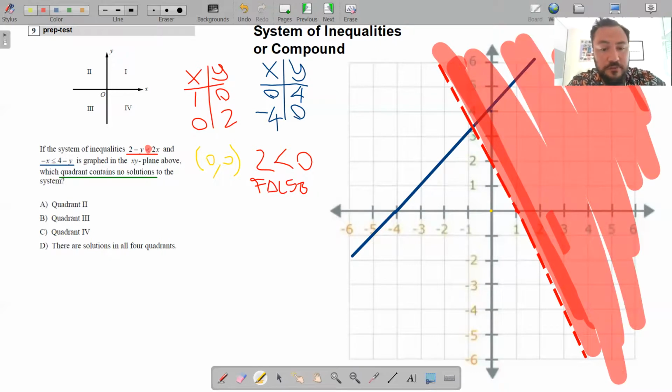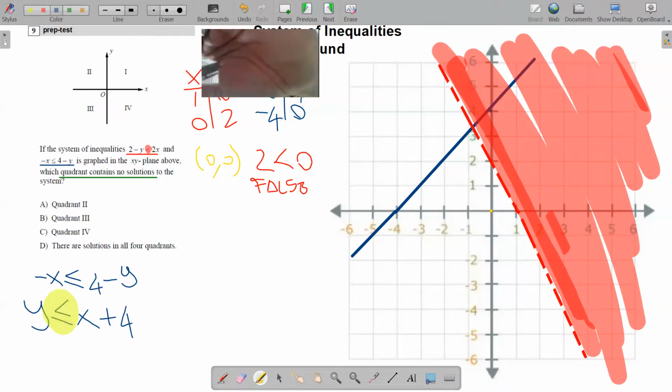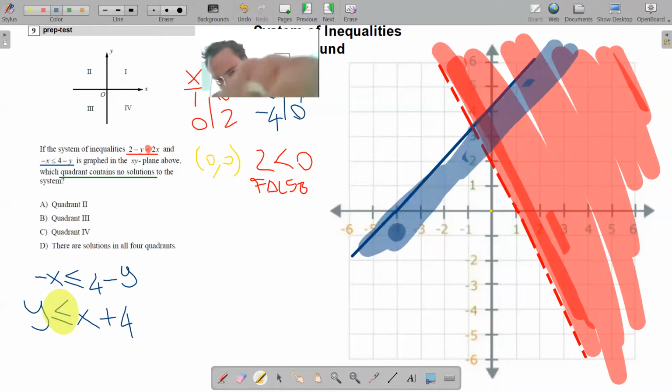Let's do it for the blue. For the blue one, I'm going to use the slope-intercept form. Here I have negative x less than or equal to 4 minus y. I'm going to move the y to the other side, the x to the other side. I have y less than or equal to x plus 4. Since y is less than or equal, that means the area that I will shade is the area below the line, this one right here.